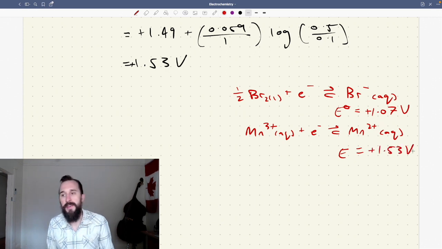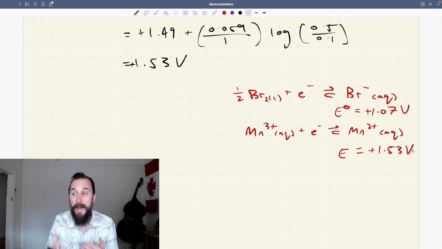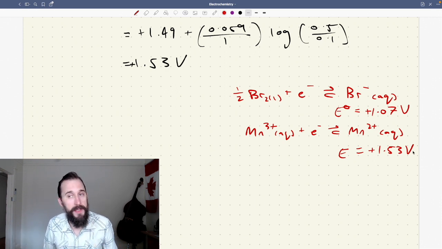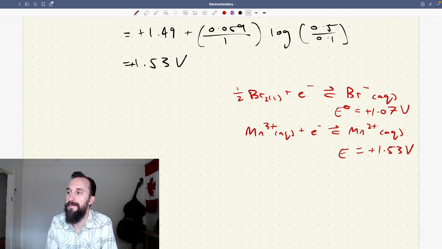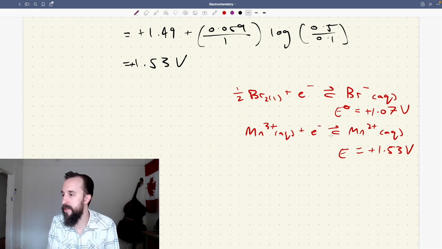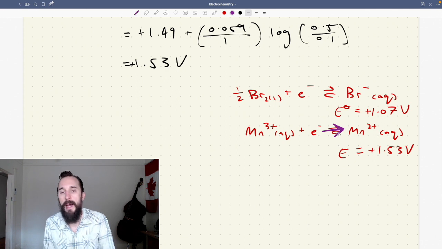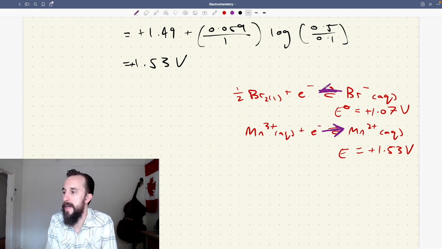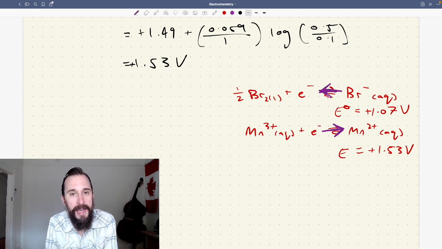Let's now think in terms of the value that we have for our reduction potentials and what this means for the oxidation and reduction. Well, our more positive one is the better oxidizing agent. So our more positive one here is our manganese half cell. So that's very much going to be reduced. That's going to be the oxidizing agent. Whereas our more negative one there is clearly the bromide. So that's going to be oxidized, and that's the better reducing agent.